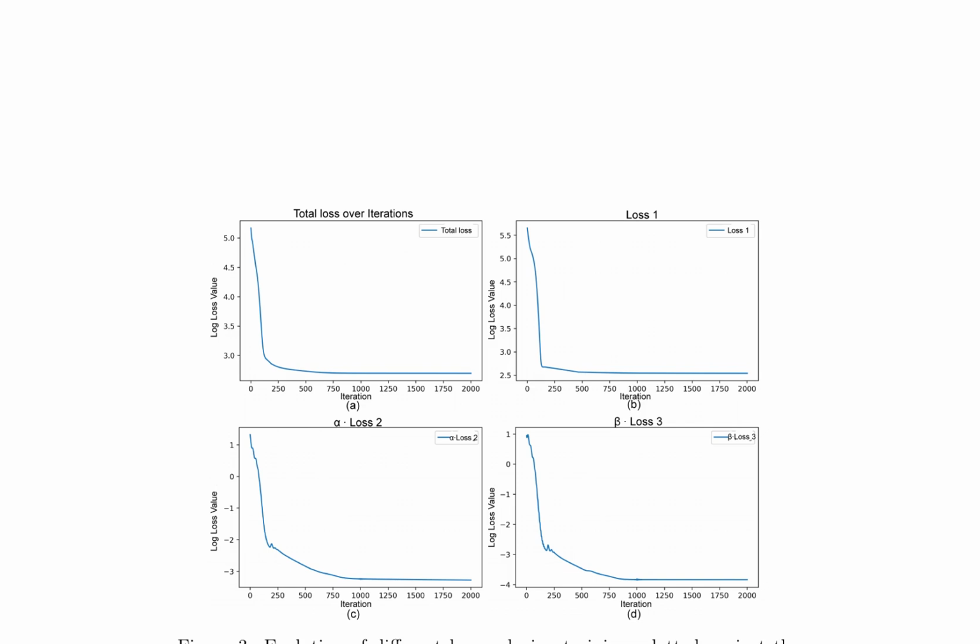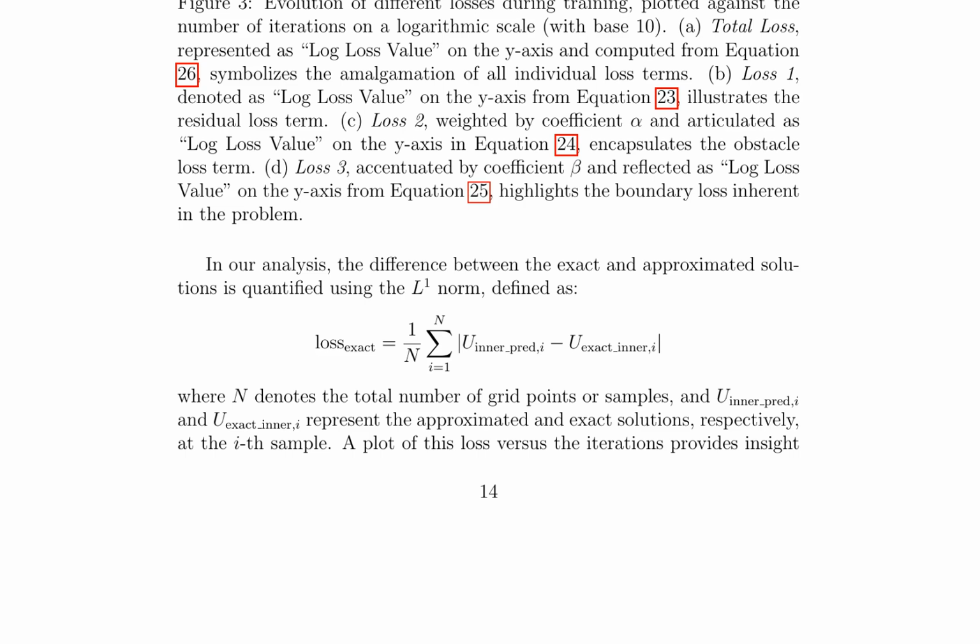The total loss, computed from equation 26, symbolizes the overall loss value. The residual loss term, derived from equation 23, highlights the residual error inherent in the approximation process. The obstacle loss term, weighted by coefficient alpha, encapsulates the loss due to obstacles within the problem domain, as defined in equation 24. The boundary loss term, accentuated by coefficient beta, highlights the loss inherent in the problem boundaries, as per equation 25. The difference between the exact and approximated solutions is quantified using the L1 norm, providing insight into the convergence and accuracy of the approximation method.